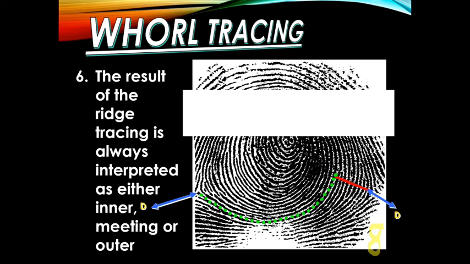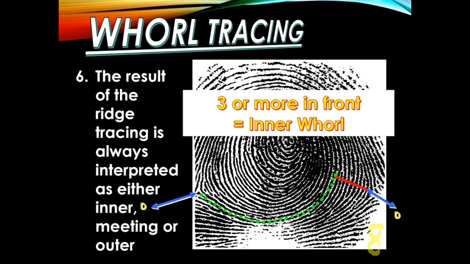counts. And if we have 8, it will be classified or interpreted as an inner whorl. Why? An inner whorl must have 3 or more ridges intervening between the traced ridge and the right delta, which is, take note, in front of the right delta. So this is the front of the right delta.